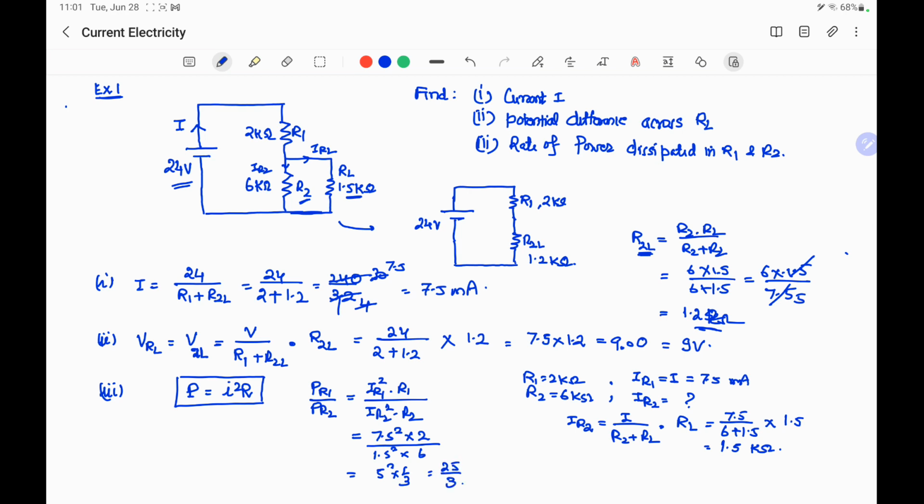So here we have explained the use of voltage division rule for the resistors connected in series and current division rule for the resistors connected in parallel.